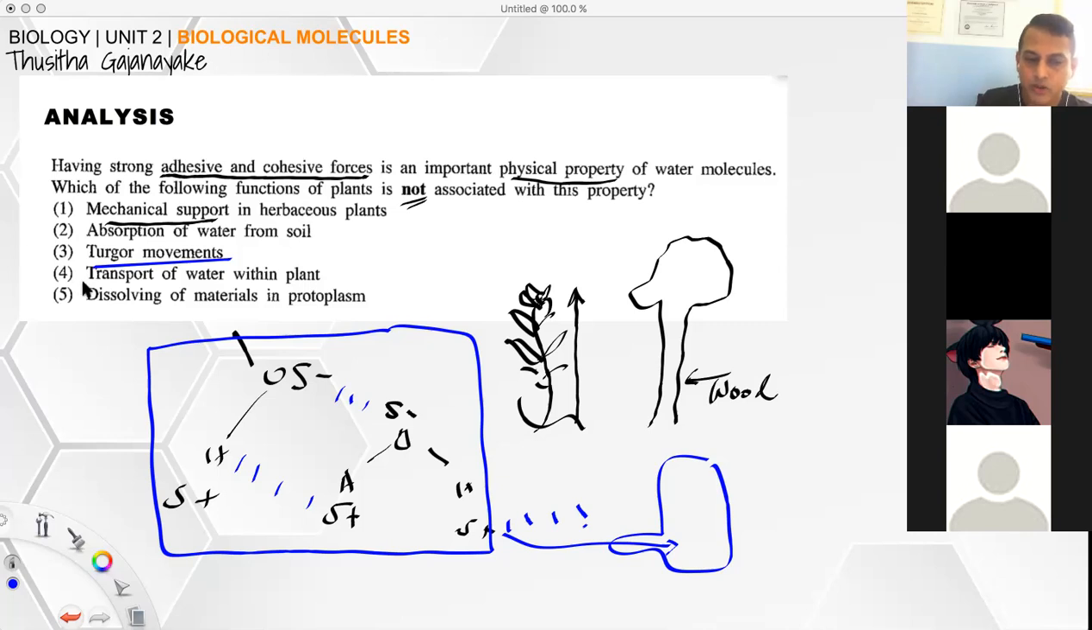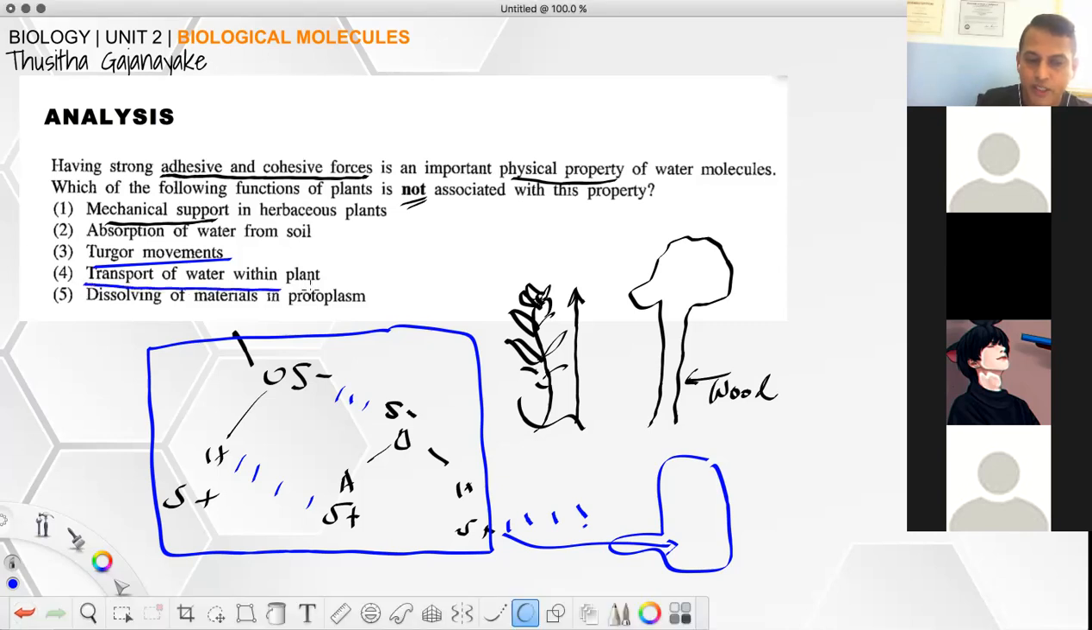Then the last two, transport of water within the plant. We will learn xylem is the tissue responsible for transport. To transport, they should again exist as one unit. Then it can pull upward and drag the other water molecules. Now this last one we discuss as a solvent. Water is an excellent solvent.